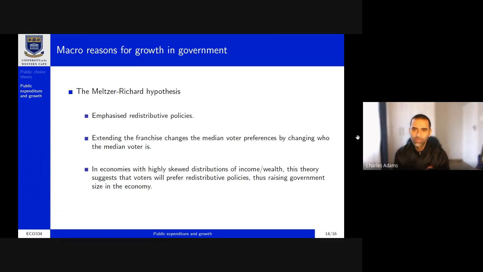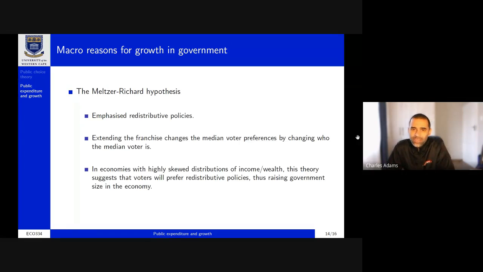But in most of the rest of the world, we do observe that this has been the case, that with development has come greater democracy, and the median voter preferences do change. And you might suggest that this is what we saw in South Africa as well, right? Following 1994, following the end of apartheid, more people were enfranchised, and the median voter preferences in terms of people who were permitted to vote and participate in democracy definitely changed quite dramatically.